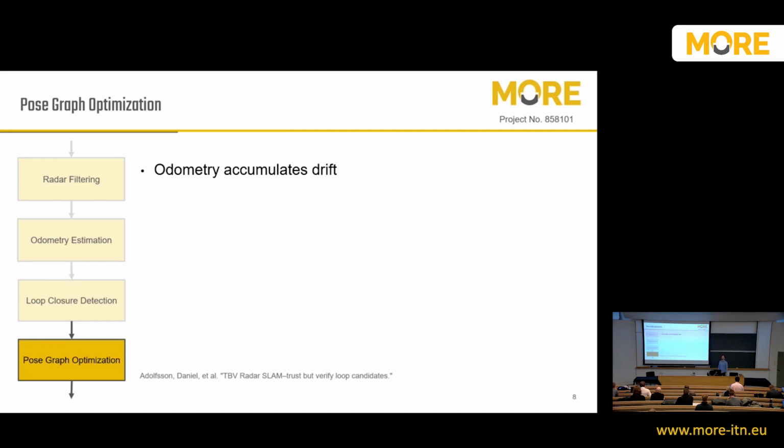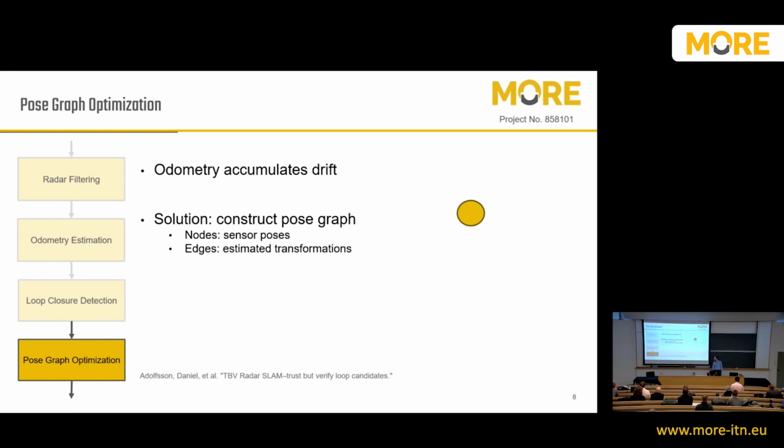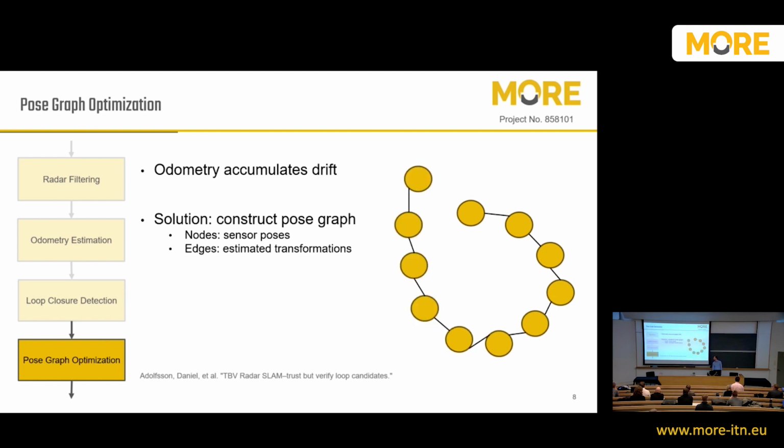Finally, with the loop closures and the odometry estimates, we then build a so-called pose graph. A pose graph consists of nodes and edges, where the nodes are poses of the robot and its corresponding scans, and the edges represent transformations between different scans. And when the robot moves through the environment, it builds more and more of these scans and edges until we have the first loop closures.